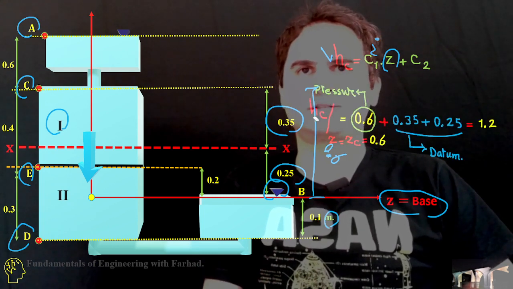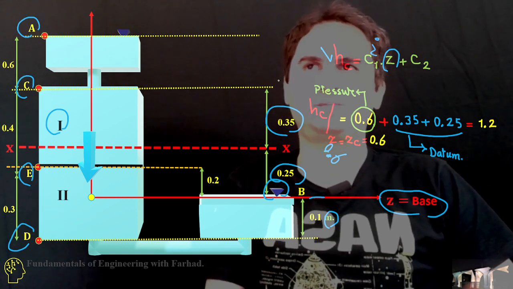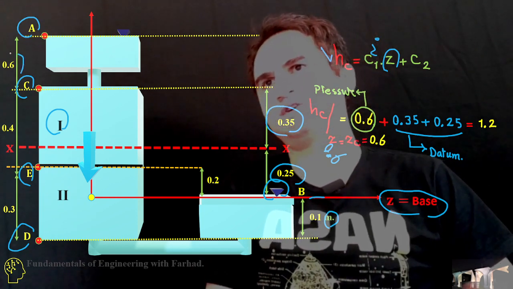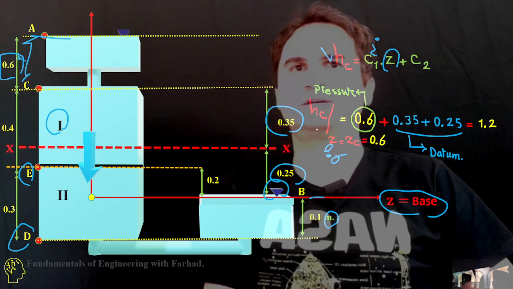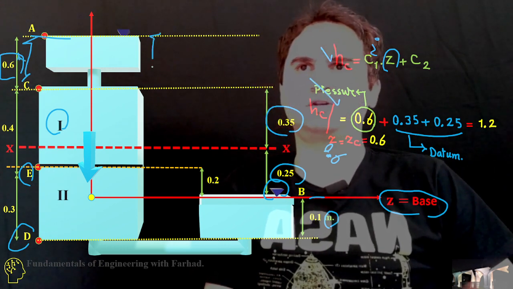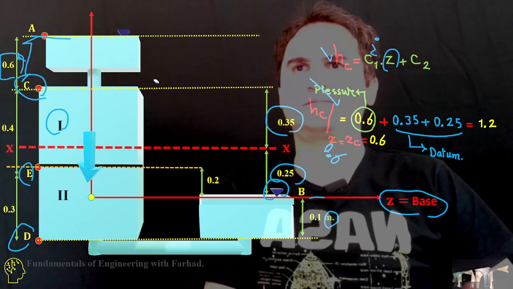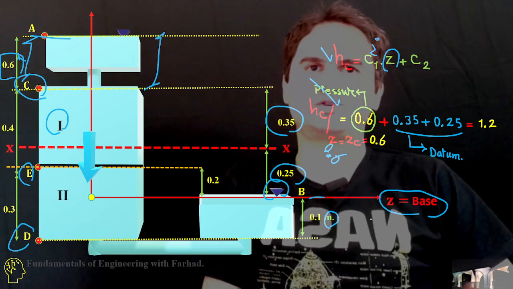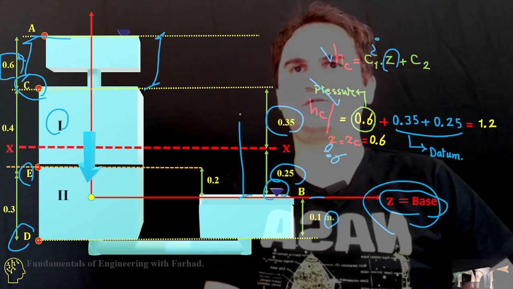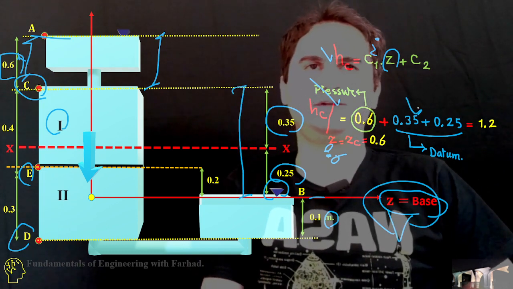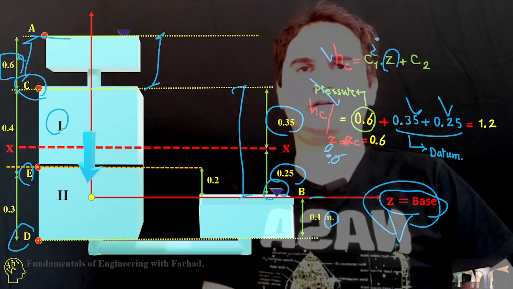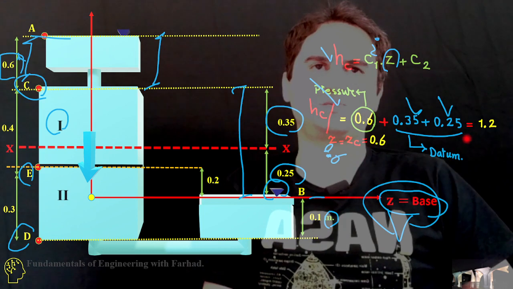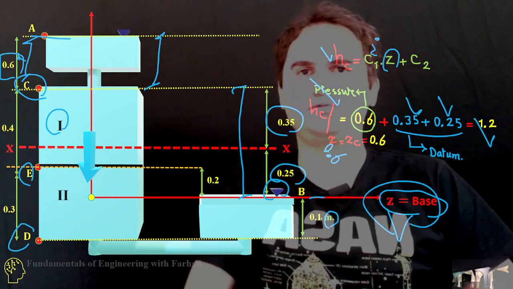So it gives us H of C equal to the pressure head. This is the amount of pressure on top of point C, which is 0.6 meters, the pressure head of water above point C. And also z, which is the datum from your base, which is 0.35 plus 0.25, and it gives you a total head of C equal to 0.6 plus 0.6, which is 1.2 meters.